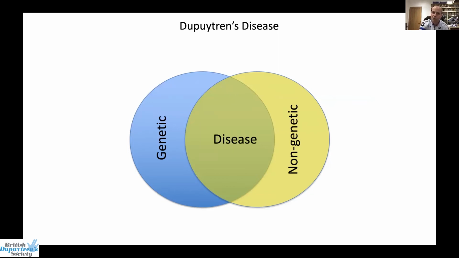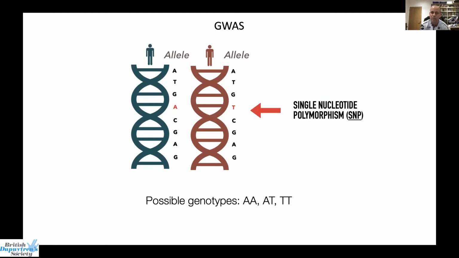But we're really interested in what those genetic factors are that predispose people to Dupuytren's disease, and in finding out what they tell us about the biology of the disease and whether we can alter that biology in order to create new treatments for our patients. The way that we study these complex diseases where genes and environmental factors interact is called a genome-wide association study, or GWAS.